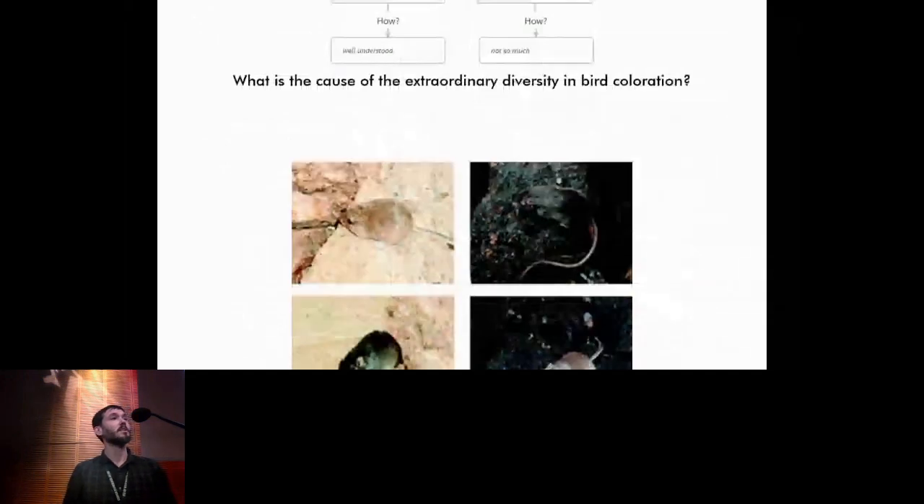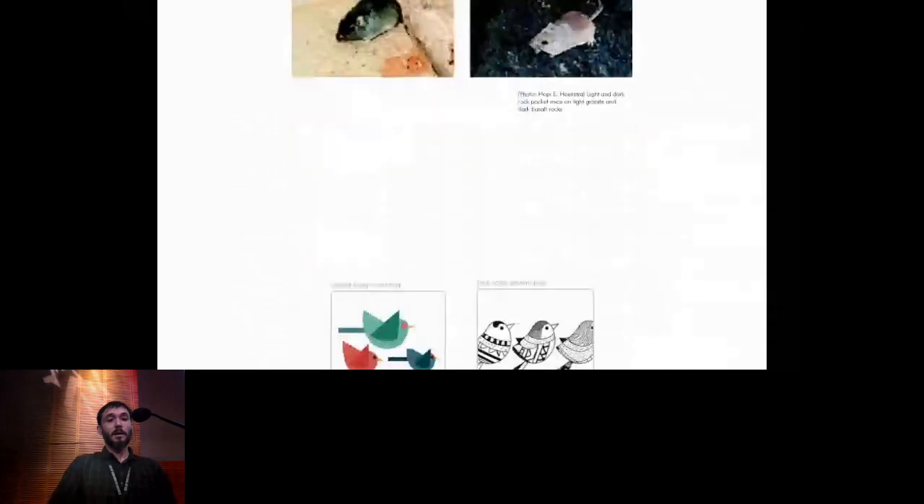For example, here you have these rock pocket mice, which have a darker morph on lava substrates. And the reason is for camouflage, and the mechanism with which it appears, it's a mutation in a gene called melanocortin 1. But what is less well understood is how bird color patterns evolve.